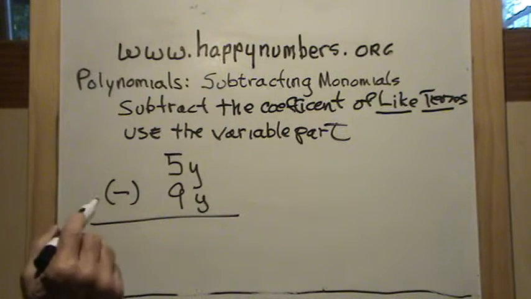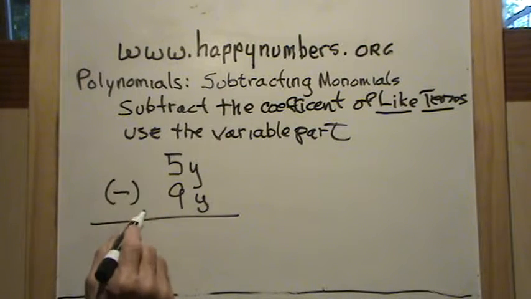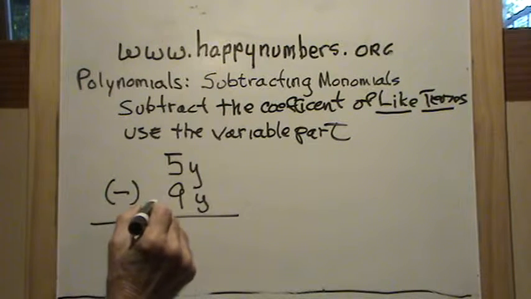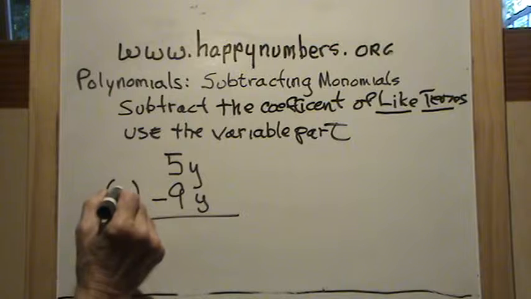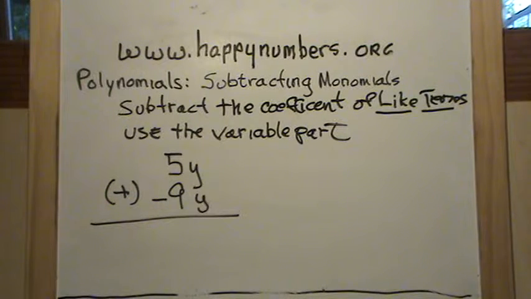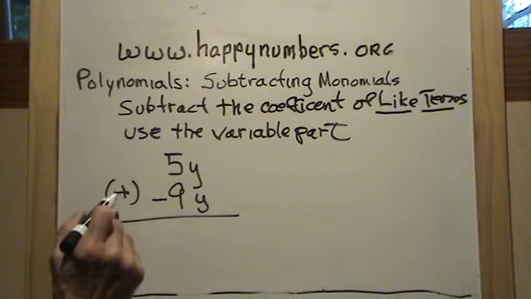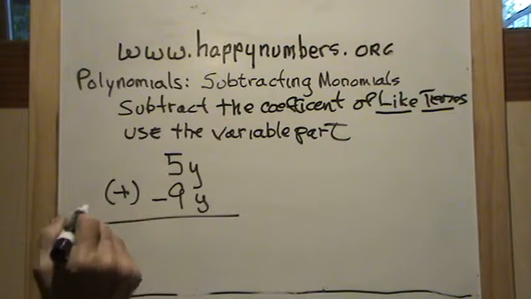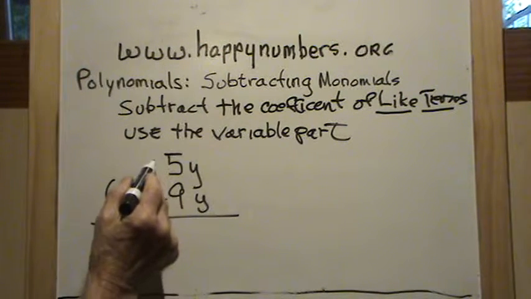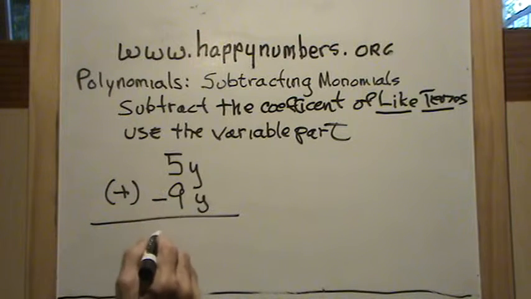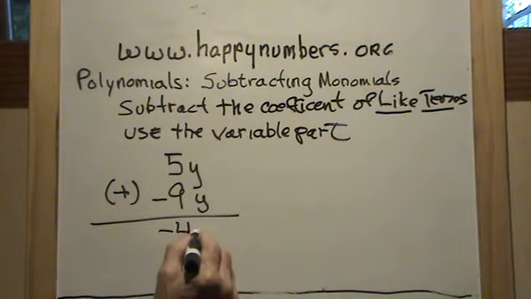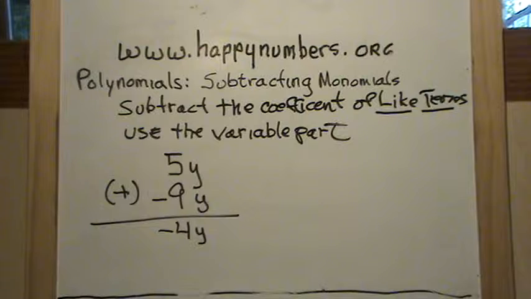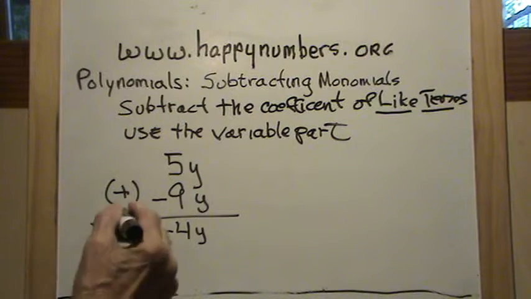But remember, when we're subtracting numbers that have signs, we change the sign of the bottom number and we add. If you remember from our work with integers, that's how we subtract. So the positive 5 becomes negative 5, and it becomes addition. And when we combine positive 5 and negative 9, we get negative 4. Good.